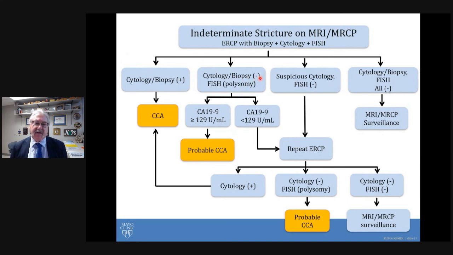If the patient has a negative biopsy and cytology, but the polysomy is positive and the CA19-9 is high, we would consider this to be probable cancer. If we're uncertain, low CA19-9, no mass lesion, we may repeat the ERCP over time, and then of course it can be positive. If it's persistently positive by polysomy on FISH, we would consider this to be cancer. And if over time the results are negative, then we would go back to routine MRI surveillance.